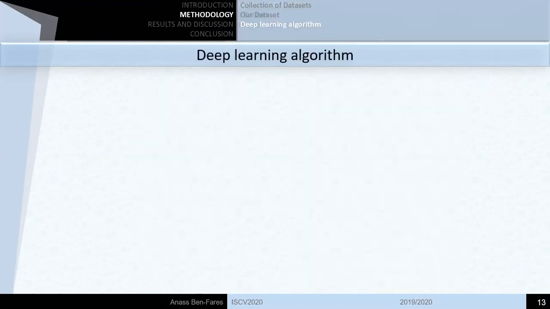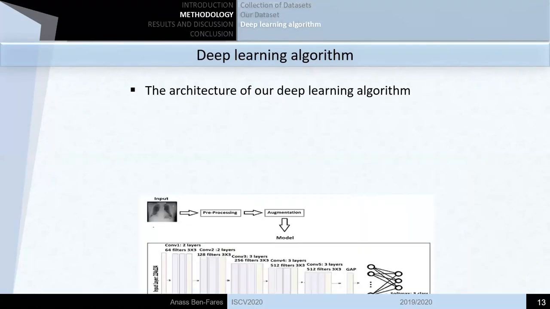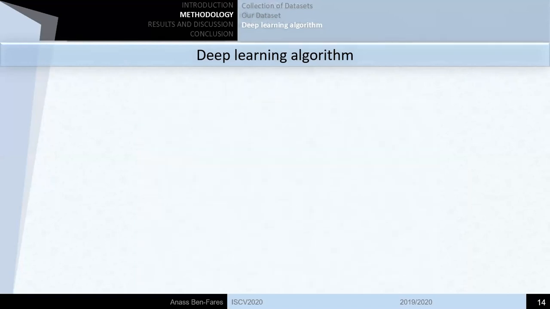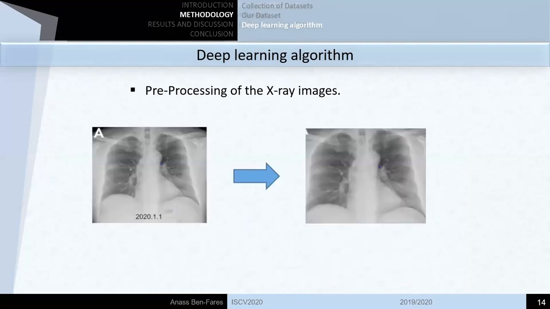Now I will focus on the deep learning algorithm. As you can see, this figure shows you the architecture of our deep learning algorithm. We have proposed an architecture composed of three stages. The first step is the pre-processing of the X-ray images. For that, we resize the input images to 224 and manually remove the numbers and edges from the images. We focus only on the lungs. As you can see, the image on the left is the input image, and the image on the right is the pre-processed image.